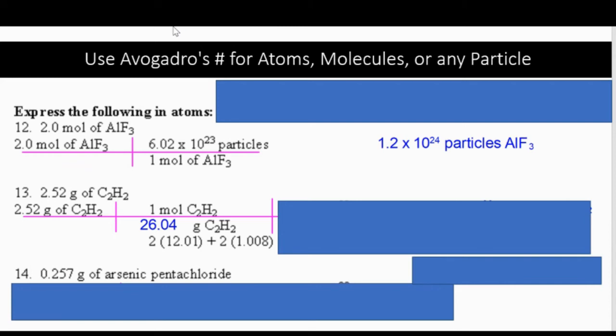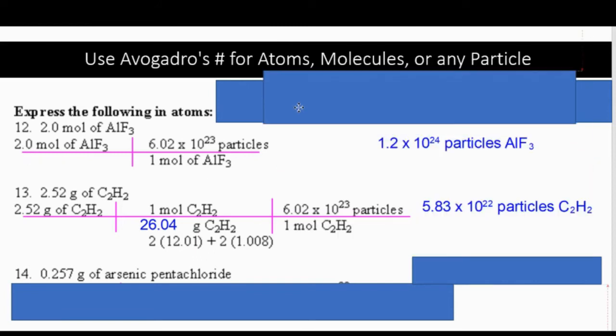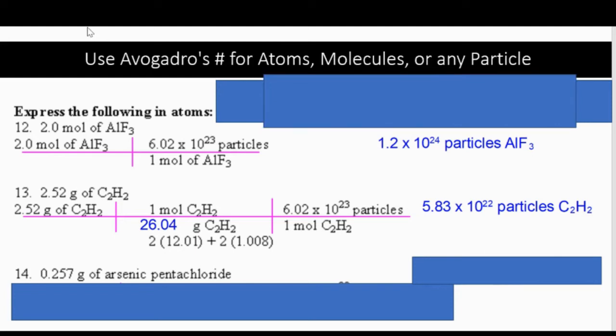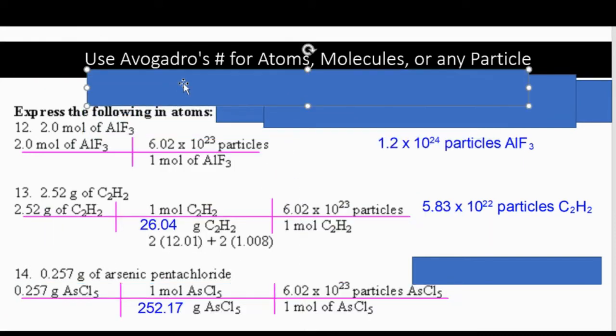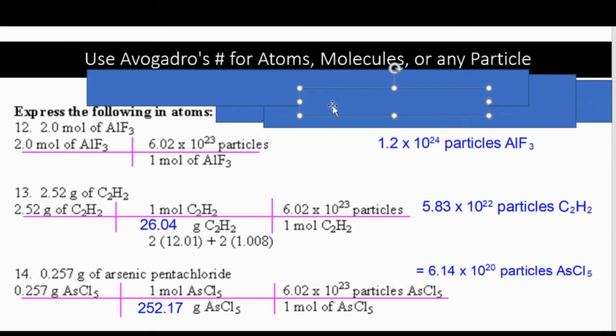And then I can take the moles, just like I did in the previous one, moles to particles. I'm going to do moles to particles right now using Avogadro's number. And 14 is pretty much the same thing as 13. You have grams. You use the periodic table to change it to moles. You use Avogadro's number to change it back to particles.